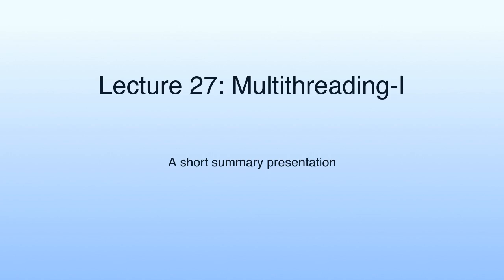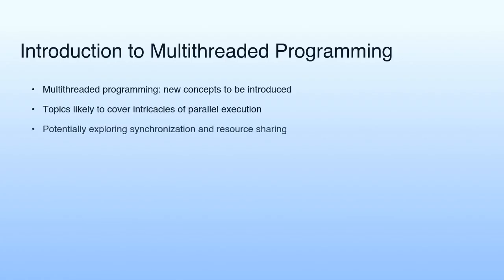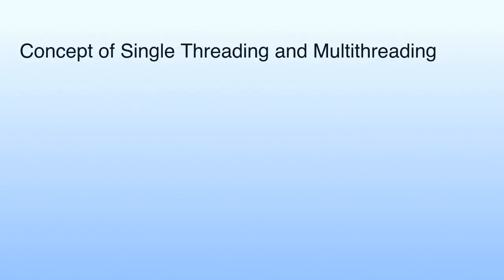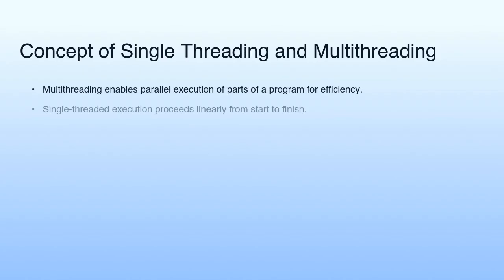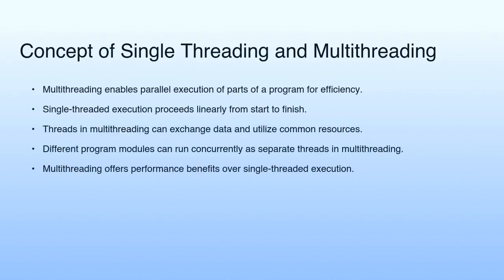Lecture 27 Multithreading-I. This video introduces the concept of multithreaded programming, where multiple parts of a program can execute concurrently, and explores topics like parallel execution, synchronization, and resource sharing. It explains the difference between single-threaded and multithreaded execution, with multithreading allowing threads to run in parallel, exchange data, and utilize common resources for enhanced efficiency.